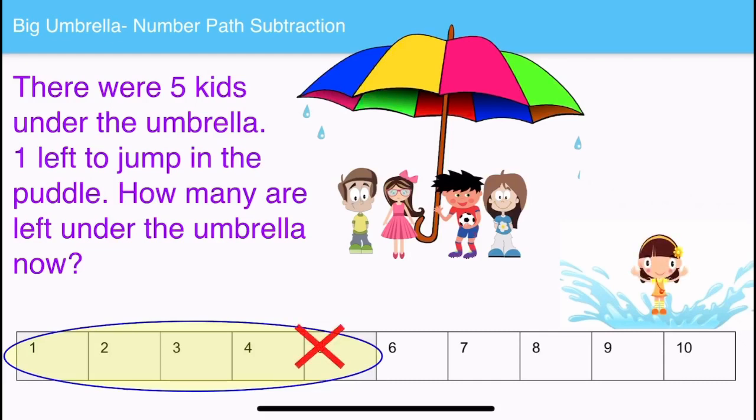Now for our next step, friends, we have to see how many are left. So I want you to count up your counters. Tell me, how many do you have left? 4. Good job. You should have 4 counters left. And also, boys and girls, if we were doing this all together on the number path, if you look at the number path, there's also 4 boxes left. So that means there are 4 friends left under the umbrella. Nice work. Let's try another one.